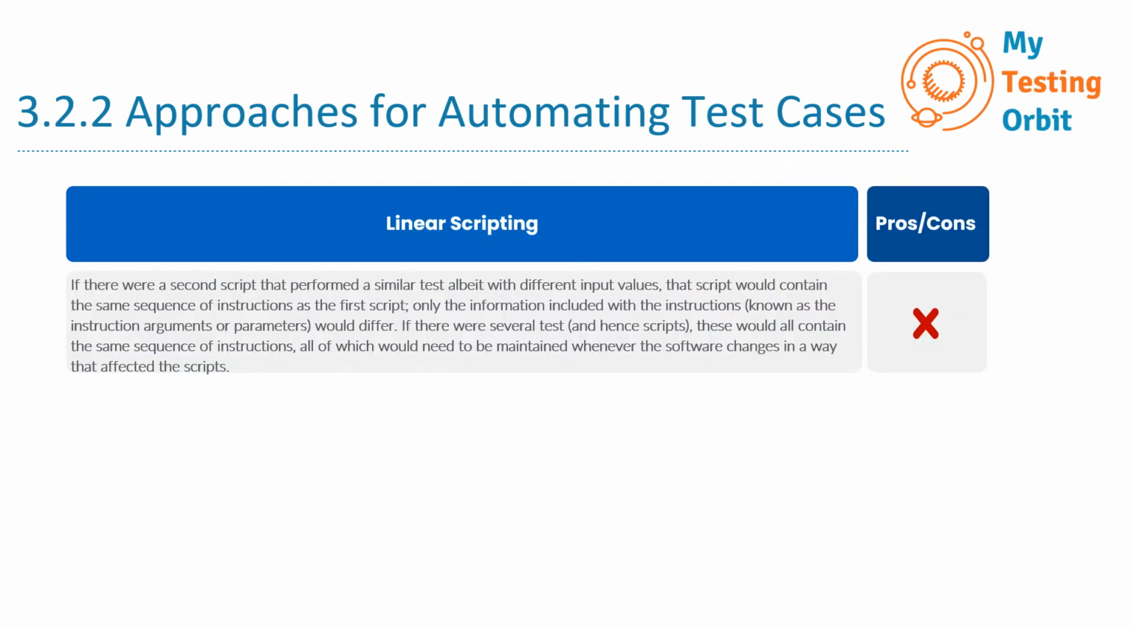Okay, next one is if there were a second script that performed a similar test, albeit with different input values, that script would contain the same sequence of instructions as the first script, only the information included with the instructions, known as the instruction arguments or parameters, would differ. If there were several tests and hence scripts, these would all contain the same sequence of instructions, all of which would need to be maintained whenever the software changes in a way that affects the scripts.